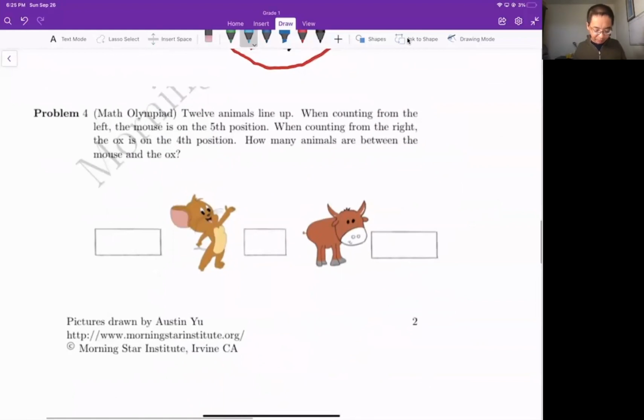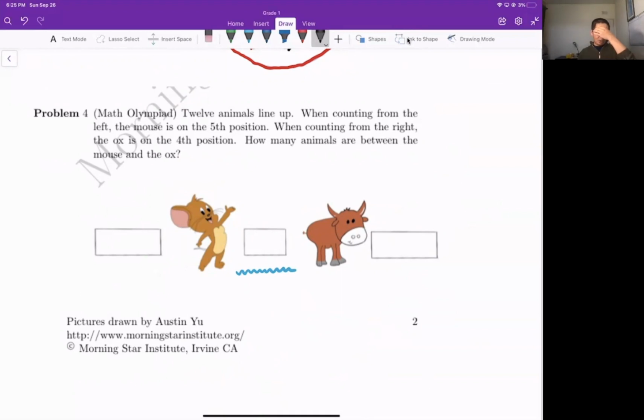All right, question number 4. Here, 12 animals line up. When counting from the left, the mouse is on the 5th position. If we count from the right, the ox is on the 4th position. The question is, how many animals are between the mouse and the ox?